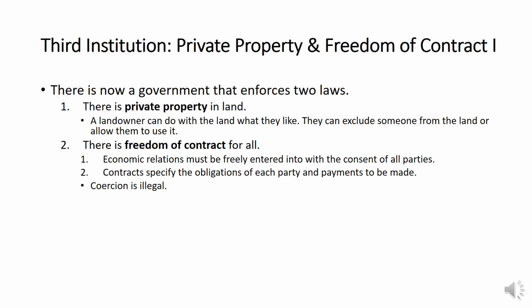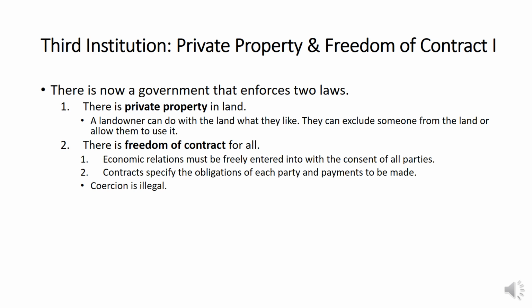In particular, they can decide whether to let someone farm it and determine conditions under which that would happen. And they can also exclude people from using it. Second, there's freedom of contract for everyone. So economic relations have to be entered with the consent of all parties concerned, and those contracts will specify the obligations of each party, such as payments to be made or activities to be undertaken, and once you enter into the contract, those are legally enforceable. What you can't do is coerce someone.